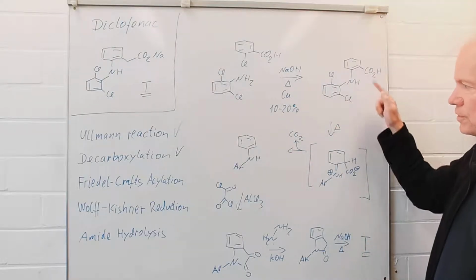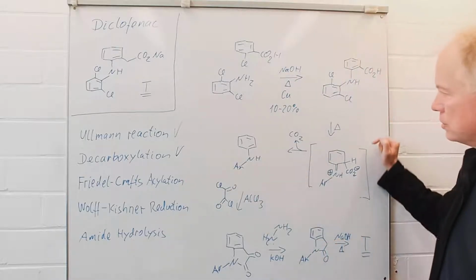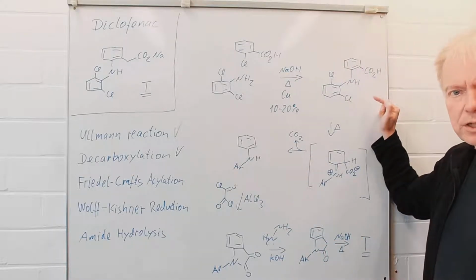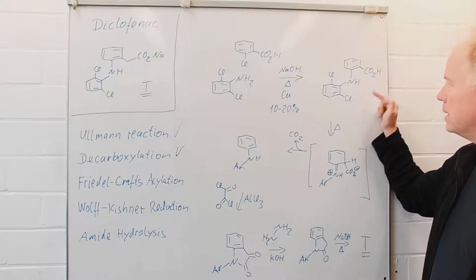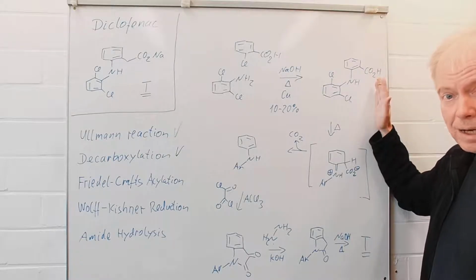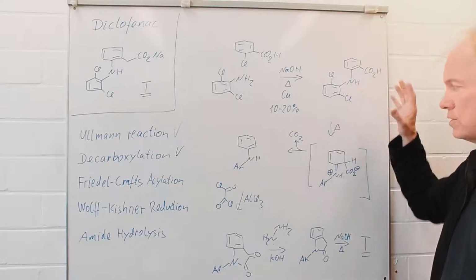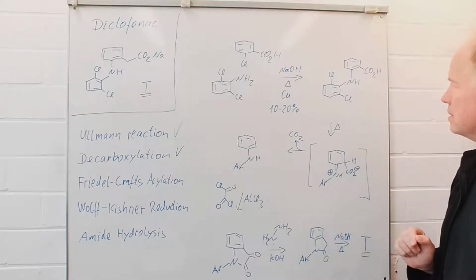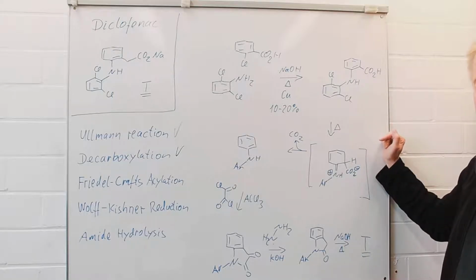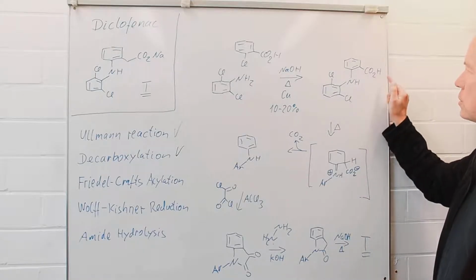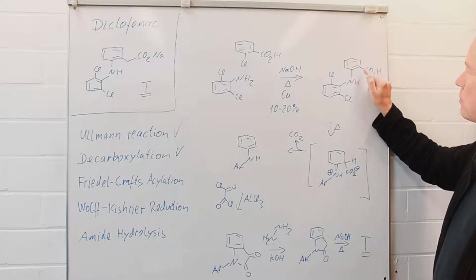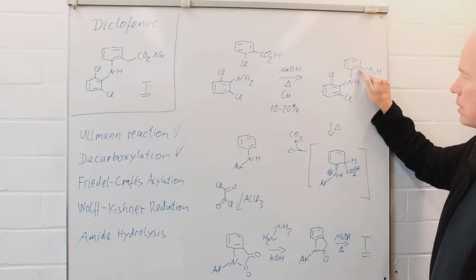Next step is a decarboxylation. It is simply achieved by heating this compound up to the melting point. At this temperature, it decarboxylates readily. How can we explain that? Well, at elevated temperatures, a protonation can occur at this position.